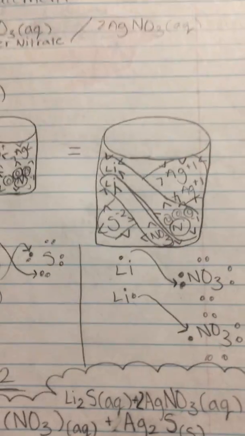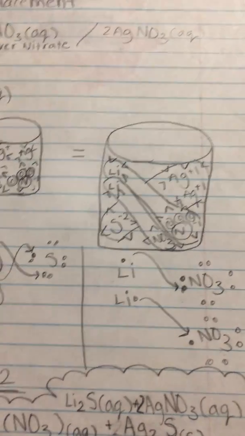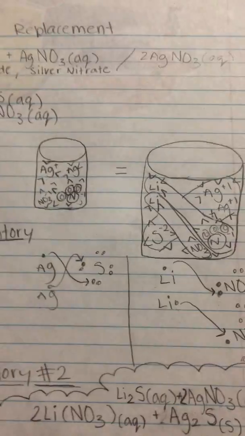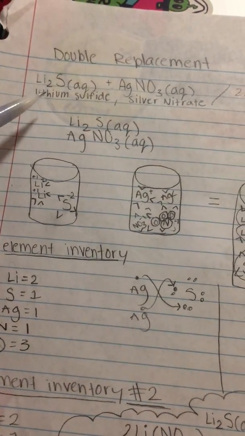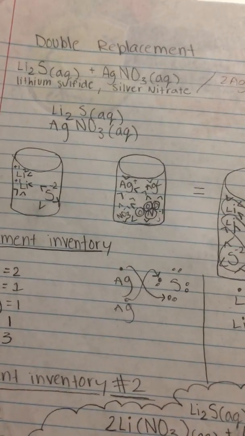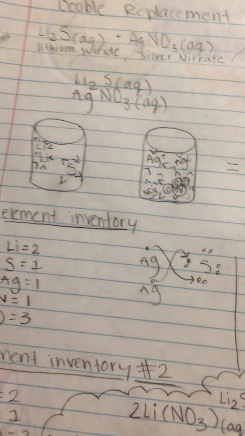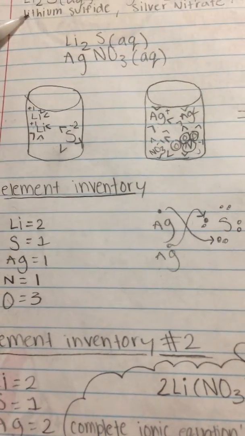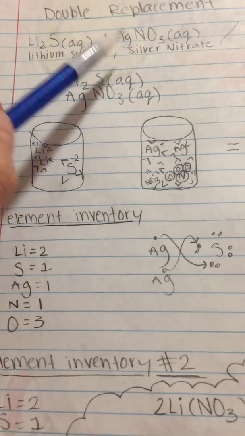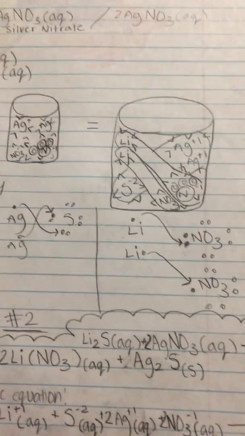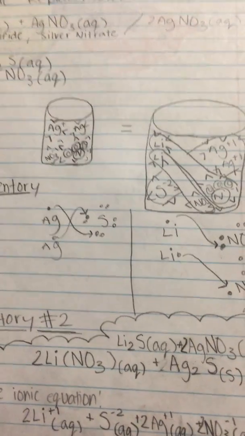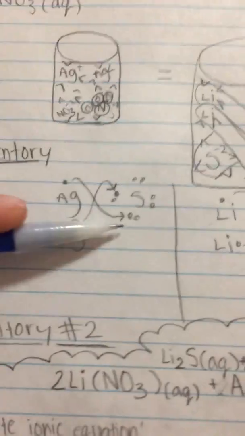Now the next step, we combine them both together. We pretend that we pour both of these beakers into one giant beaker. What's going to end up happening is the two cations are going to combine with the opposite anions. Lithium is going to combine with nitrate, and silver is going to want to combine with sulfur. But to make sure that they satisfy each other, we have to draw it out. So we're going to do a dot diagram.